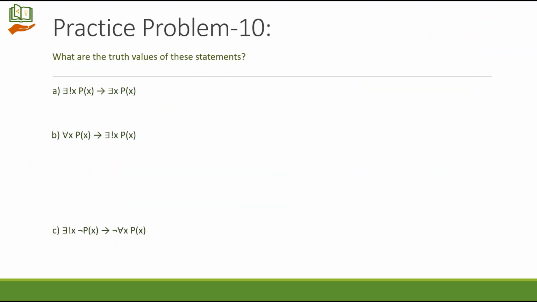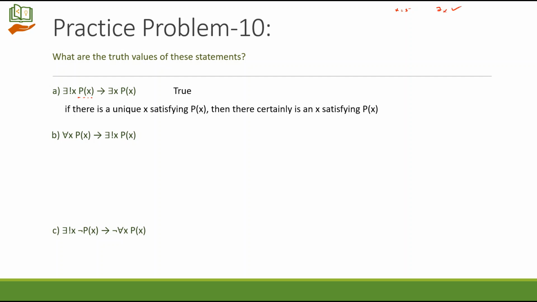Next problem. What are the truth values of these statements? It is actually the unique quantifier, so you have only one unique value of X. The first one, how can we translate this? If there is a unique X satisfying P of X, then there is certainly an X that is satisfying P of X. Even if one value is there, existential quantification is true. So the truth value can be taken as true only. When I say X is equal to 5 is satisfying something, existential quantification is actually true. Only for universal quantification you will have false.